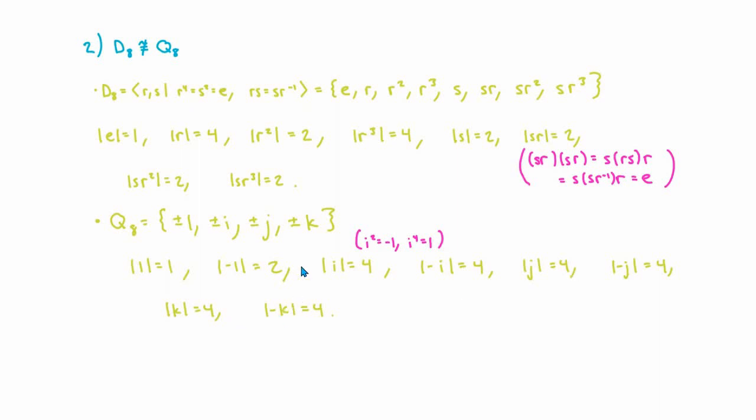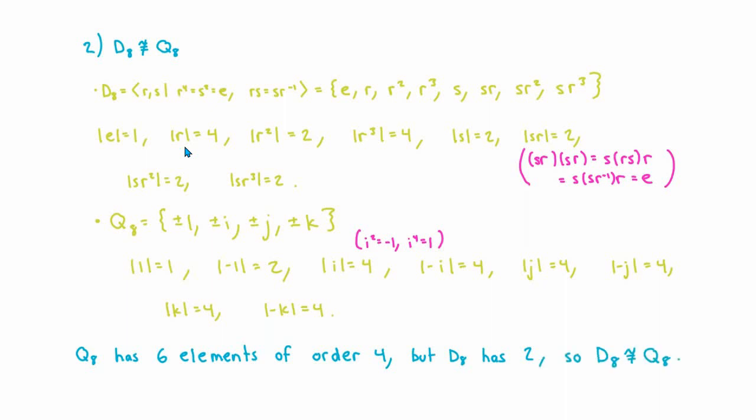And now we have all the information that we need in order to give a reason why these two groups can't be isomorphic. There's actually more than one reason that we could give here, but one thing that we can do is compare the numbers of elements of order 4. So in the quaternions there are 6 elements of order 4, but in the dihedral group of order 8 there are only 2 elements of order 4, and that tells us by property 5c that there can't be an isomorphism between these two groups, so they're not isomorphic to each other.